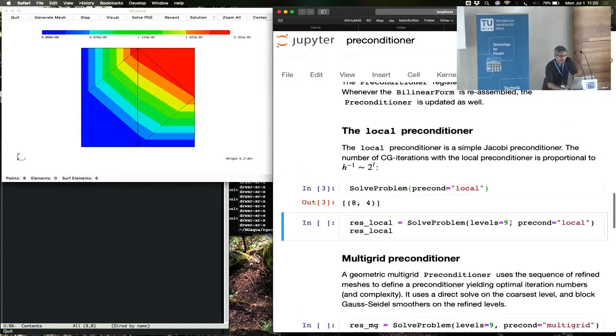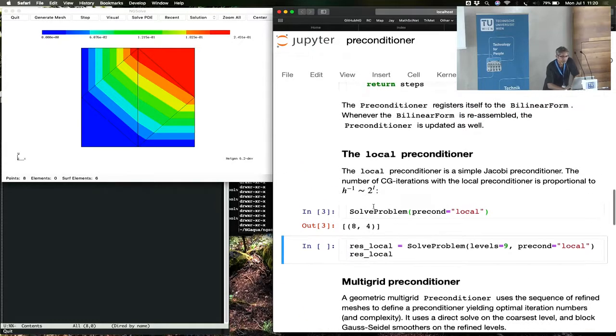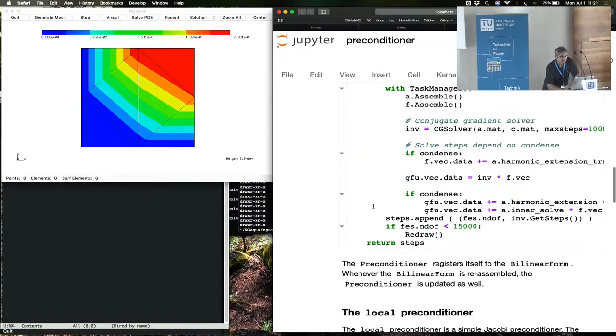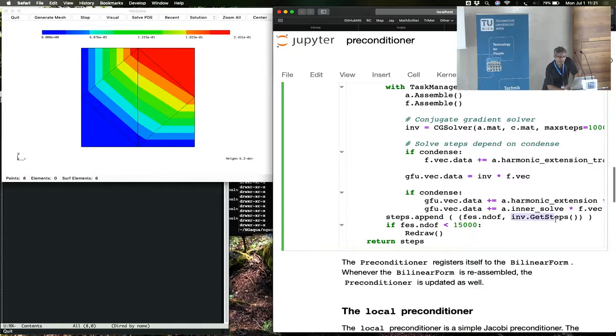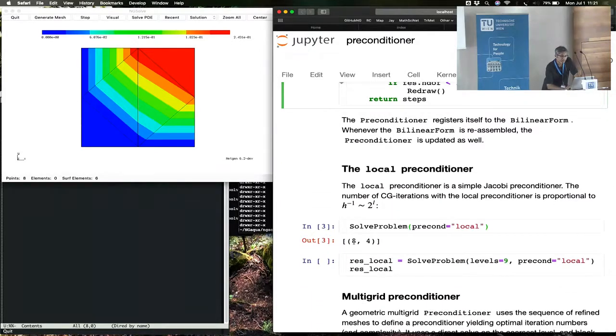The output of this is two things: the number of degrees of freedom and the number of steps the conjugate gradient takes. Here the number of degrees of freedom is just 8, and the conjugate gradient took 4 steps to converge. Very small problem.